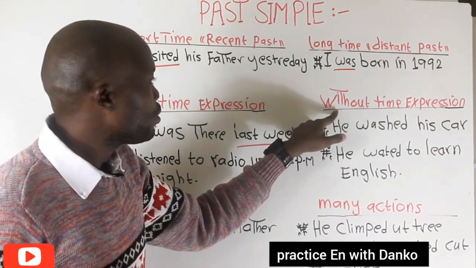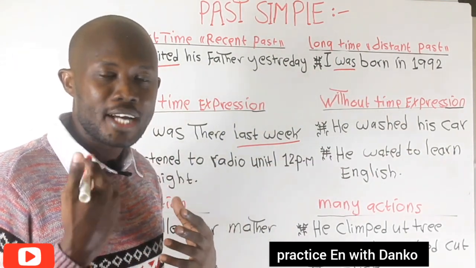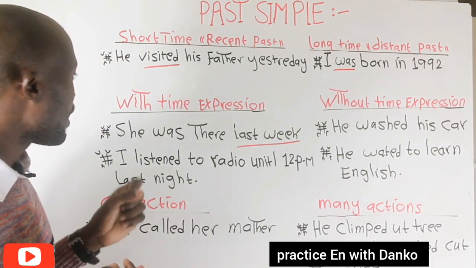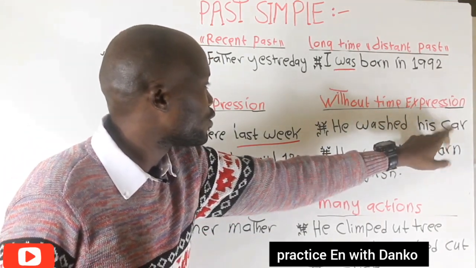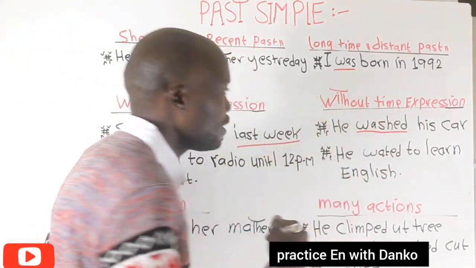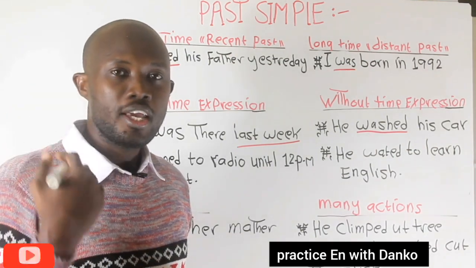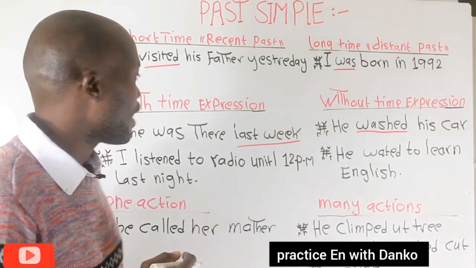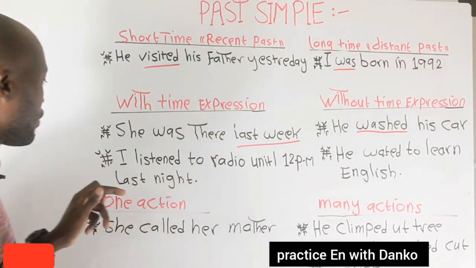Now the second part: we're going to talk about the past, but without time expressions. How does it work? He washed his car. So here, he washed his car, but when? We don't know. Maybe yesterday, or last week, or last month. But anyway, he washed his car. And also with time expressions, example number 2, we forgot it.